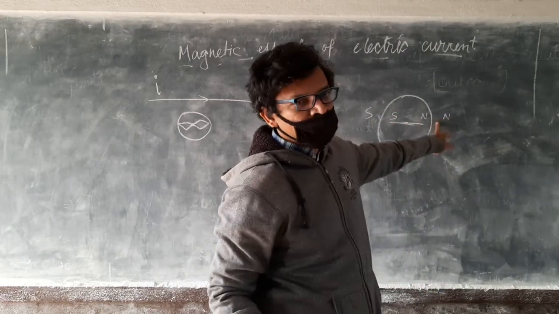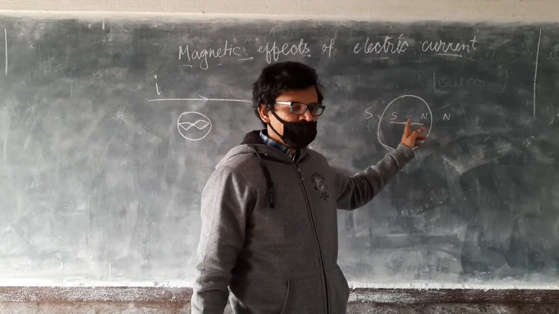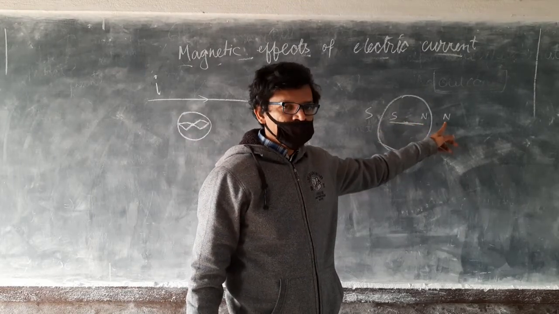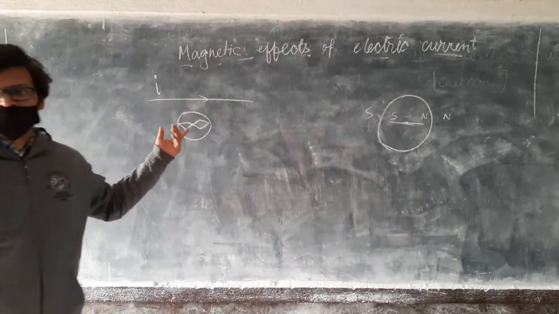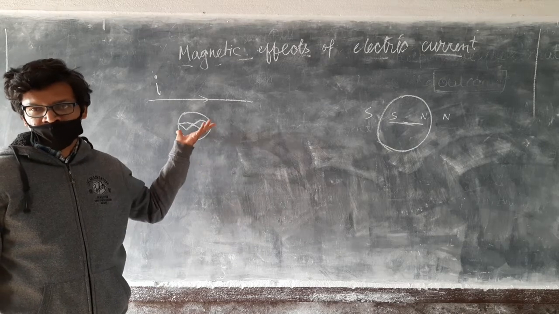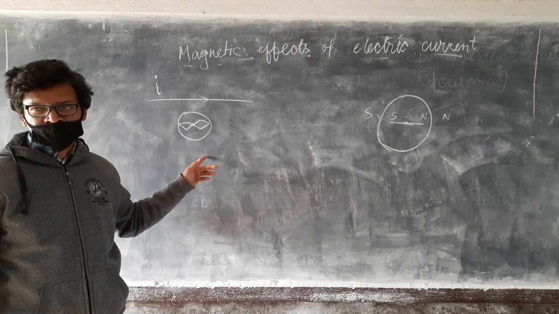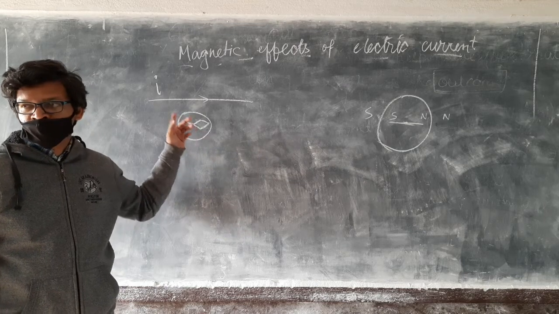If this is the north of the earth and this is the south of the earth, then the north pole of the magnetic needle will point towards the north pole. That means here, apart from the earth's magnetic field, there was no magnet, but still it was deflecting. That means there is a magnetic field produced by this current.